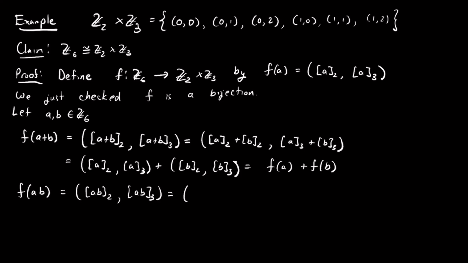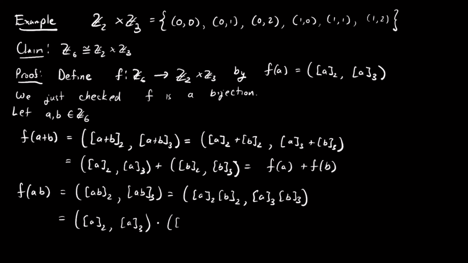Okay, by definition of multiplication of equivalence classes, this is the equivalence class of a mod 2 times the equivalence class of b mod 2, and this notation's a bit cumbersome. This is the equivalence class of a mod 3 times the equivalence class of b mod 3. And by definition of multiplication in our Cartesian product ring, this is the equivalence class of a mod 2, comma, the equivalence class of a mod 3, times the equivalence class of b mod 2, comma, the equivalence class of b mod 3. But what is this? This is just f of a times f of b. So hence, f is an isomorphism.